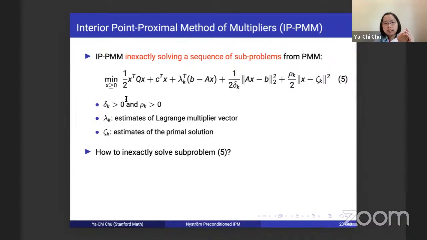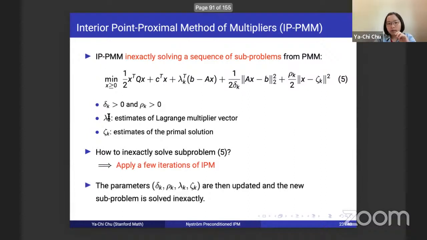And IPPMM wants to exactly solve this sequence of subproblems. And how? It is by IPM. Every time we just apply a few iterations of IPM to solve this subproblem exactly. And then after that, all these parameters are updated. And then the new subproblem is solved exactly by IPM again, and so on and so on. Usually the IPM we apply here is one iteration or so. So it's not a lot.